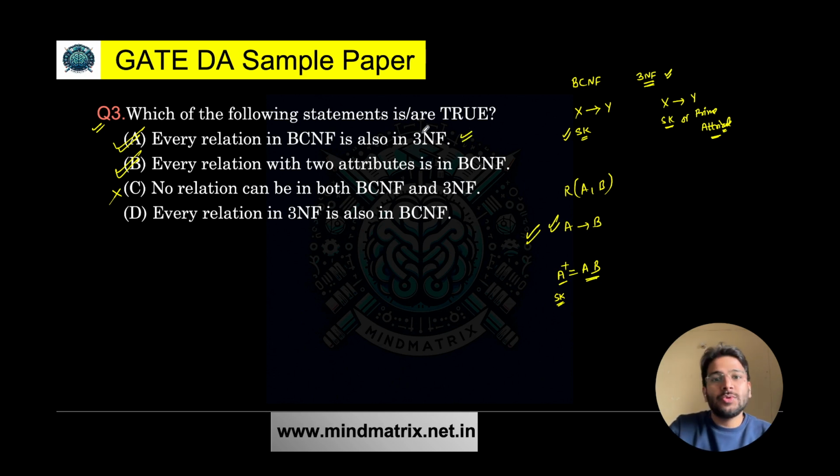Every relation in BCNF is in 3NF is true, but its vice versa is not true. We can have a relation which is in 3NF but not in BCNF. Okay, so this is also incorrect. Let's proceed to the next question.